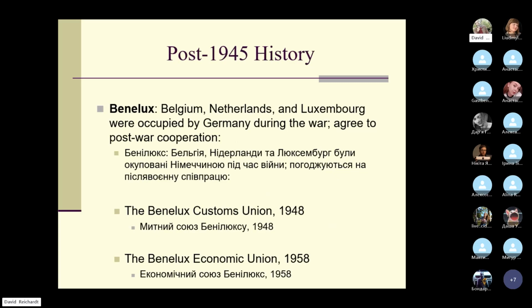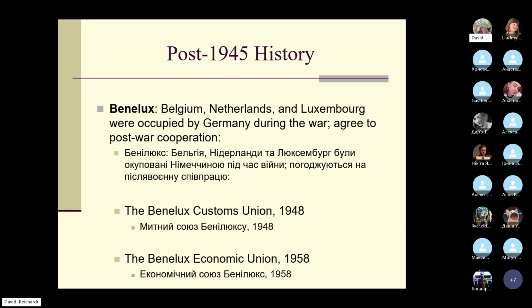Well, the little Benelux countries, Belgium, Netherlands, and Luxembourg, they were occupied by Germany during the war, and they agreed to a post-war cooperation. You know, students, in the history of European integration, like, for example, remember after World War I in 1922, we have the Benelux cooperation. Now, after World War II, we again have a Benelux cooperation. It's always the Benelux that start European cooperation.